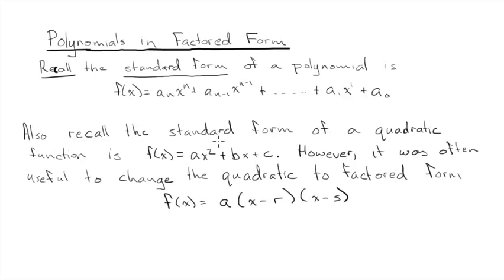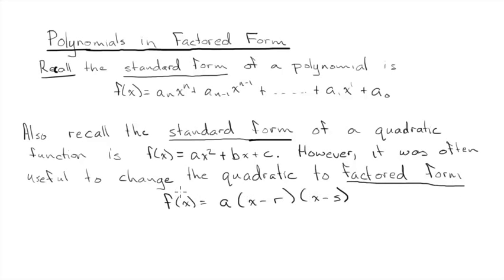We also had the standard form of a specific polynomial, a quadratic function: f(x) = ax² + bx + c. And this is something you're familiar with going back all the way to grade 10. But we probably, or hopefully, remember from grade 10 that this form often wasn't the most useful. It was often more useful to change the quadratic to what we called factored form.